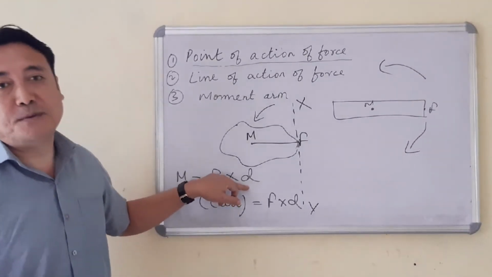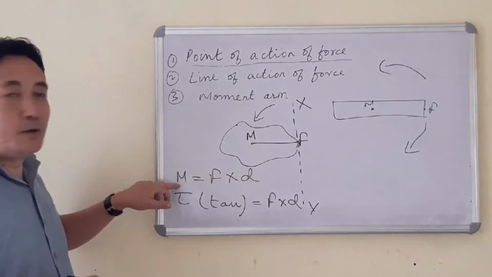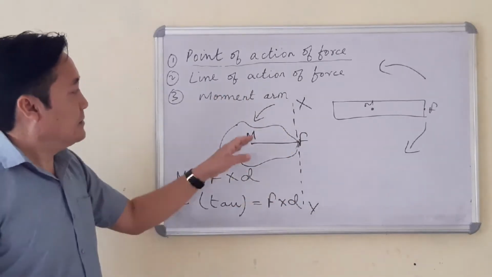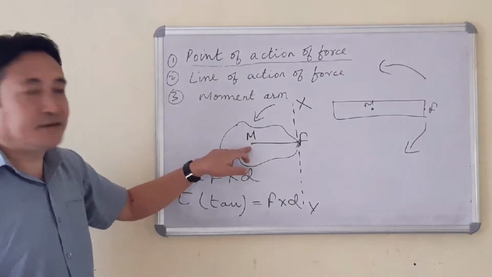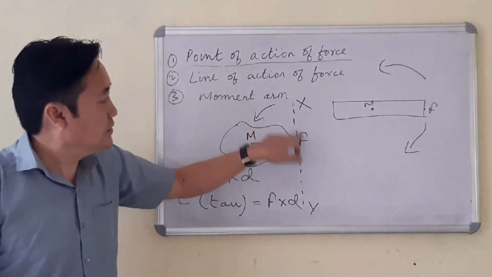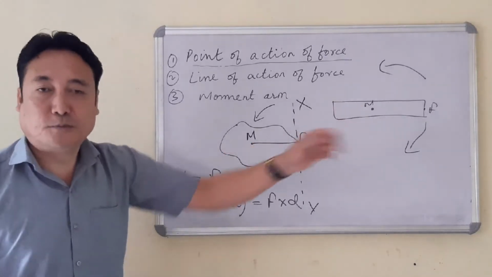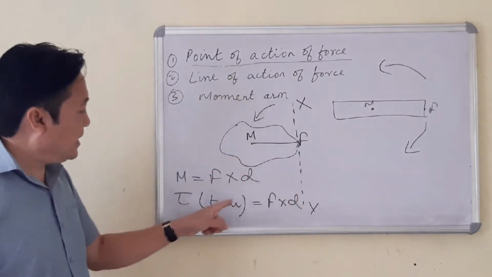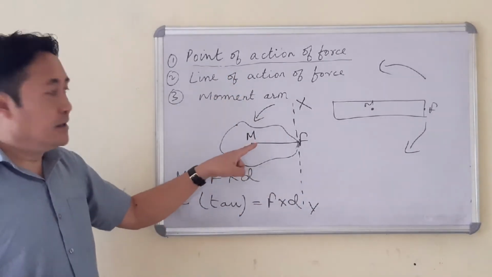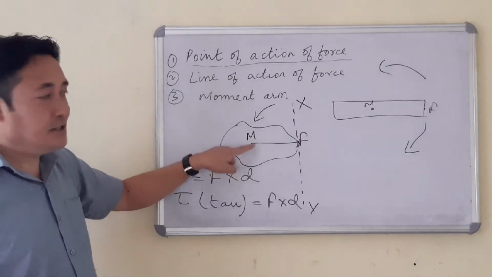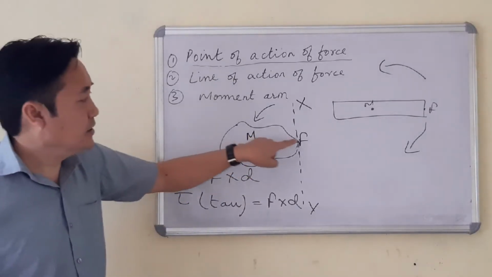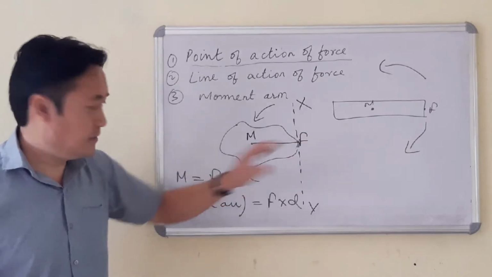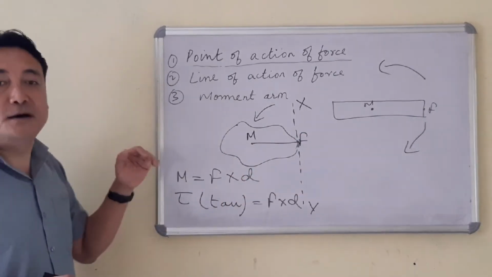So this D is known as the moment arm. Therefore, moment of force equals force into moment arm, and moment arm is the distance. What distance is it? It is the perpendicular distance from the axis of rotation to the line of action of force. So when we define it, moment of force is defined as the product of the magnitude of the force and the perpendicular distance from the axis of rotation to the line of action of force. In short form, moment of force equals force into moment arm. Okay, so this is the definition of a moment of force.